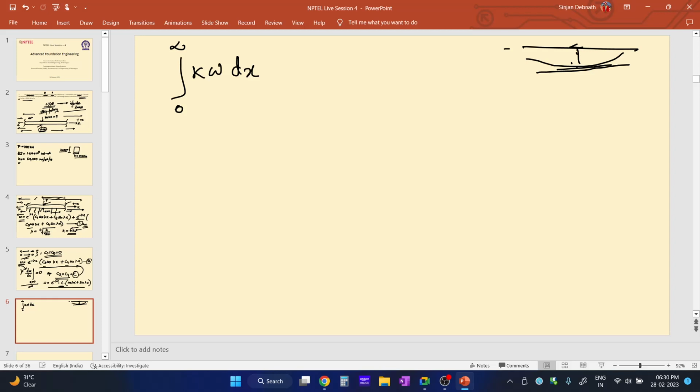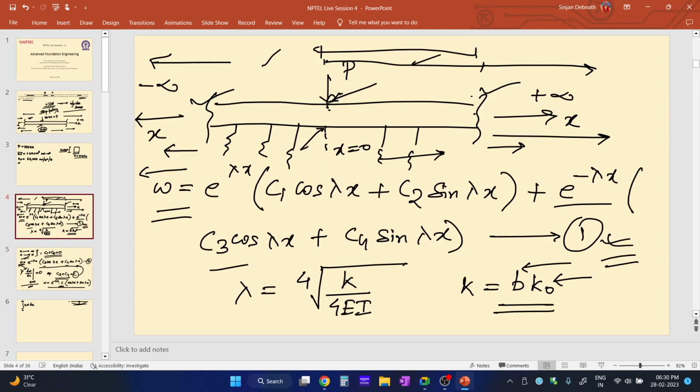So that means at the point of application the slope is 0. If you refer to structural engineering, the deflection pattern of a simply supported beam is also like this. Now let us consider x equal to 0. That means P is acting at the middle. So now let us consider a half of the beam, the right hand part only.